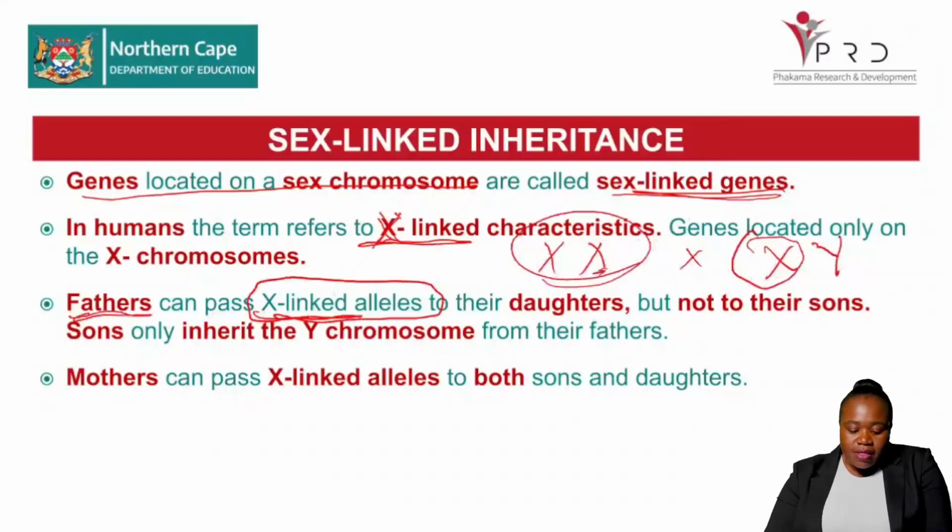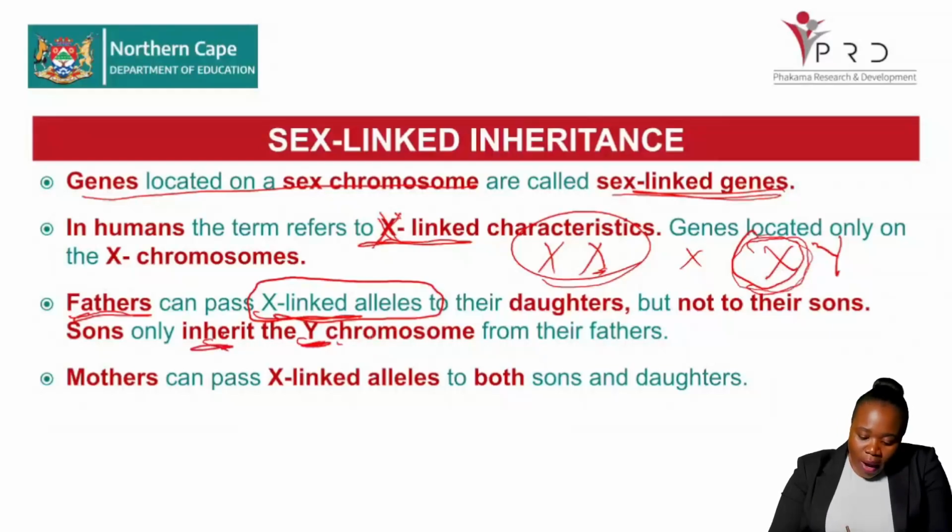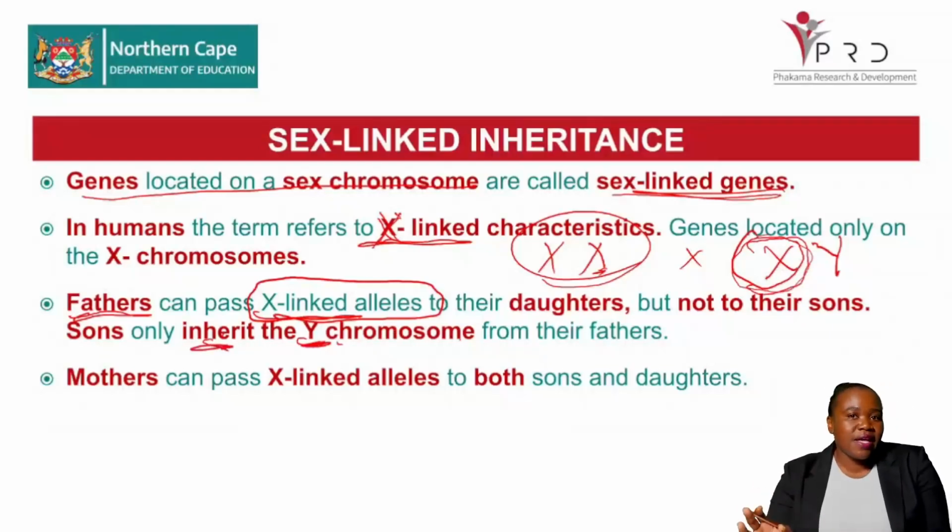children. However, they will not pass the X-linked characteristic to their male offspring because fathers only pass the Y chromosome to their sons. So sons only inherit Y chromosomes from their father, meaning that if the father has this characteristic on their X chromosome, none of the male offspring are going to receive that characteristic. So if it is a disease and it is on the X chromosome of the father, all his sons will not have that disease because they are not inheriting the disease. They are inheriting the Y, which does not carry the disease.